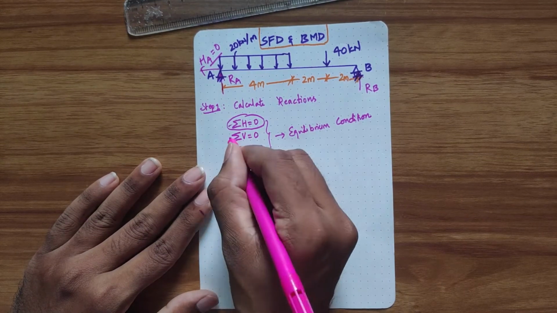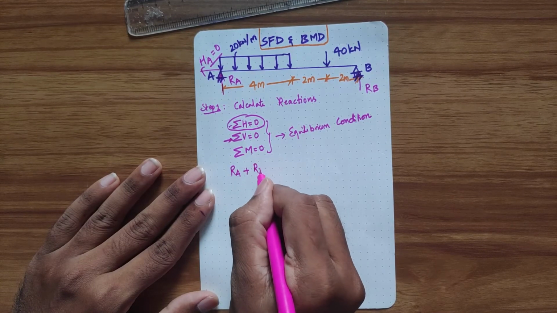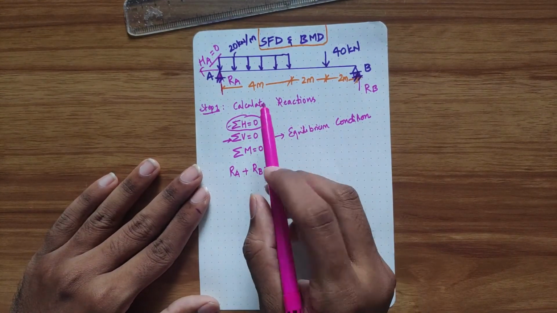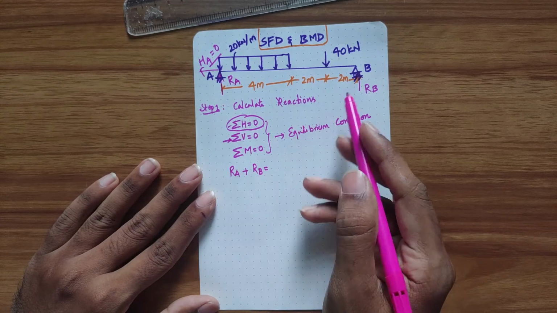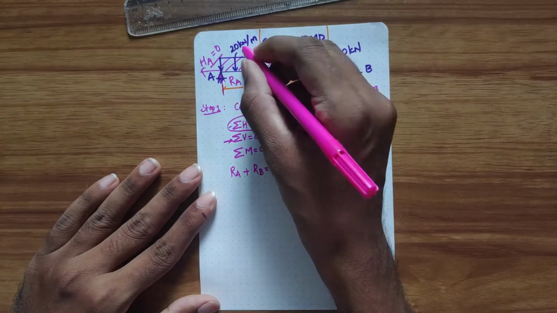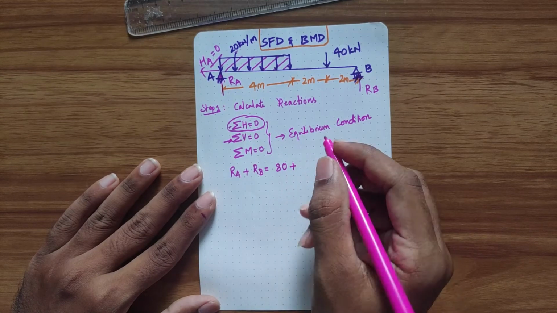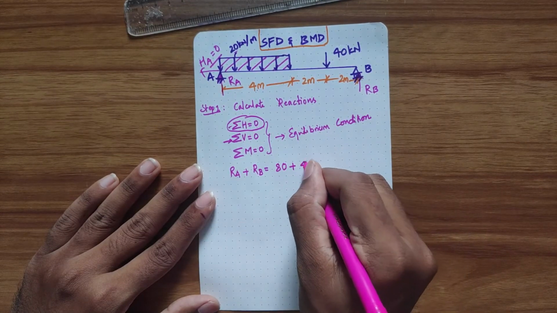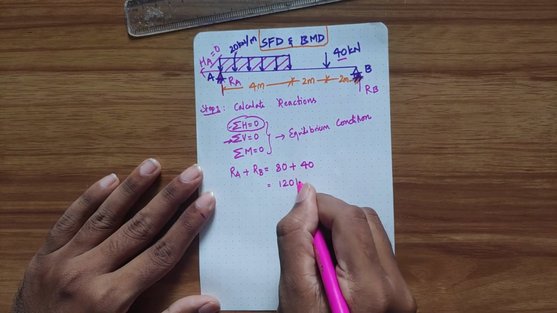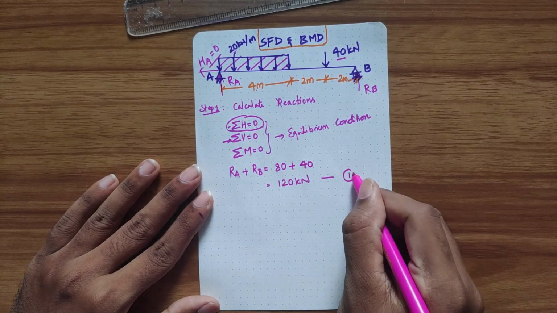Now considering sigma V is equal to 0, so upward forces RA plus RB is equal to downward forces. Since I have termed this as rectangular loading, when you are taking the load, you should consider the area of this rectangle. So 20 into length, 80 is the area of the rectangle, that is the total load acting on the beam, and the point load you can take directly as 40. So this is 120 kilonewton. Okay, so let's keep it as equation 1.